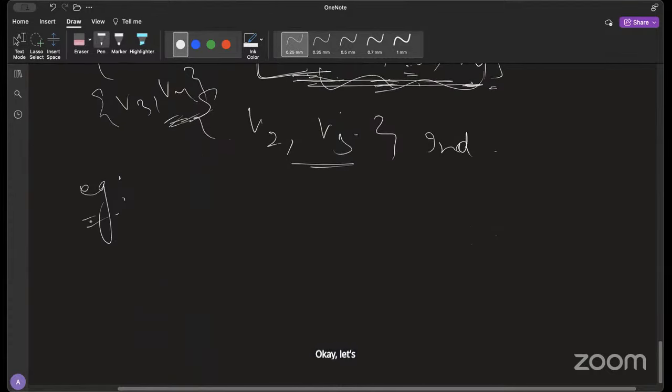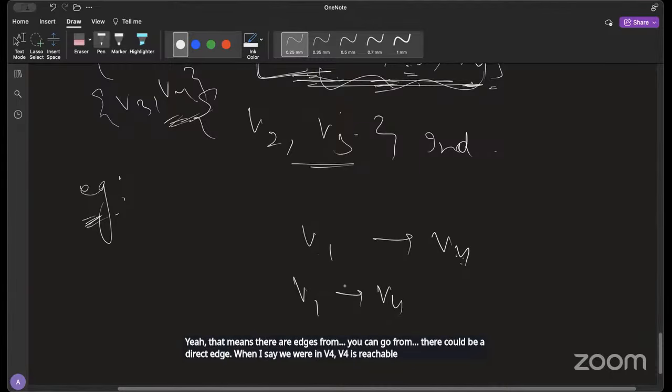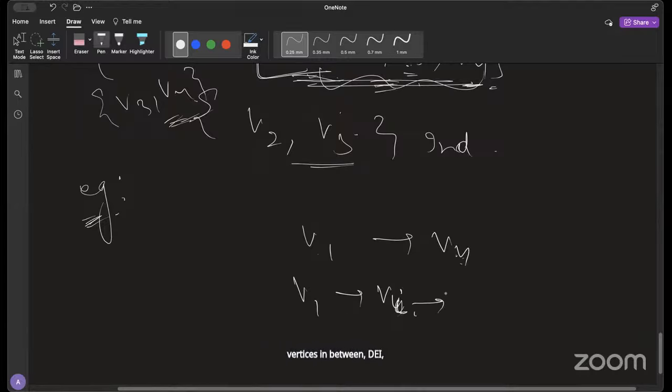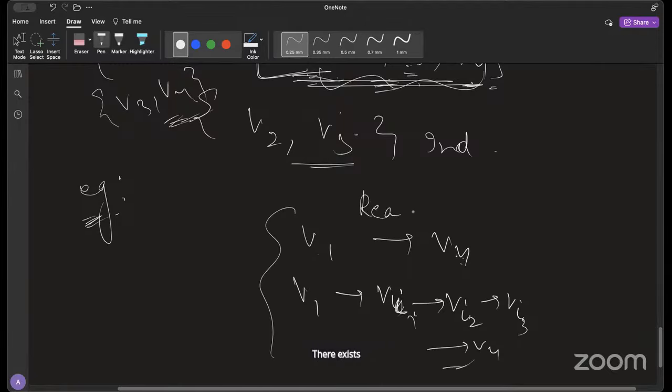Okay, so reachability means only the connection of vertices. When I say V4 is reachable from V1, I mean there either is a direct edge from V1 to V4, or there are vertices in between: V1 to V2, then V2 to V3, and then finally you can reach V4. That's what we mean when we say there exists a path.